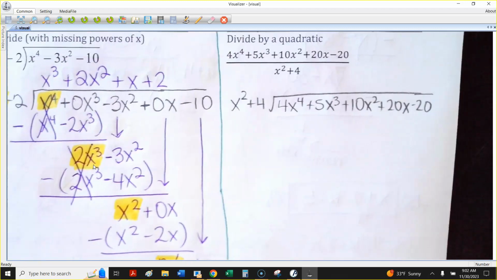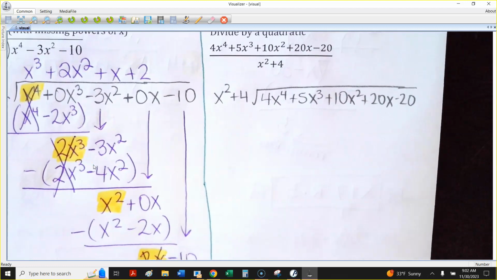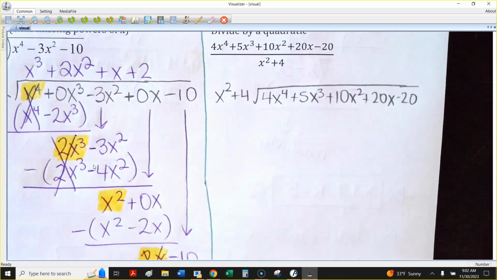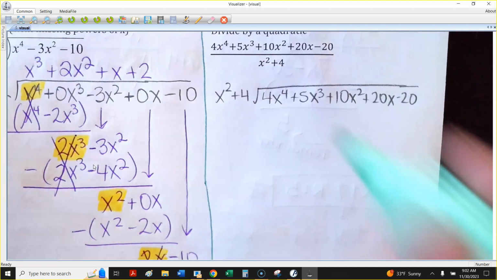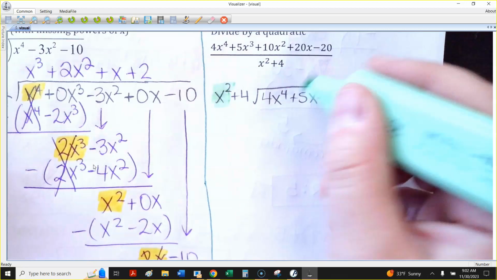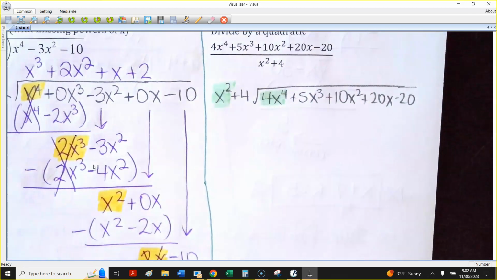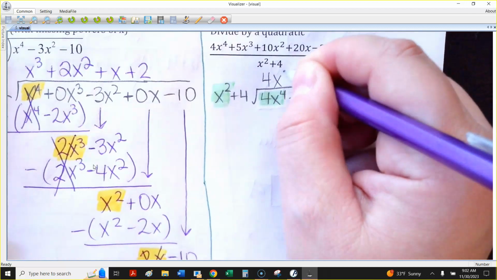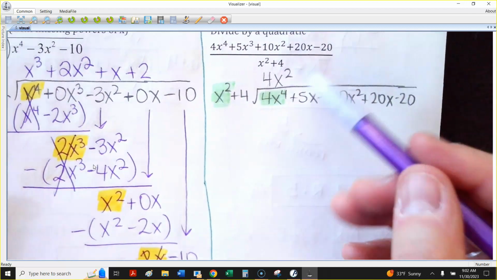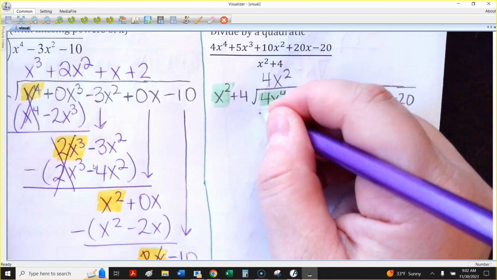Okay, now this is going to be a little trickier because we're working with an x squared. For all these questions, you want to tell me, what would you multiply x squared by to make this happen for the multiplication? What would I multiply x squared by to turn it into 4x to the 4th? Yeah, 4x squared. Okay, now this is tricky. So 4x squared times x squared is 4x to the 4th.